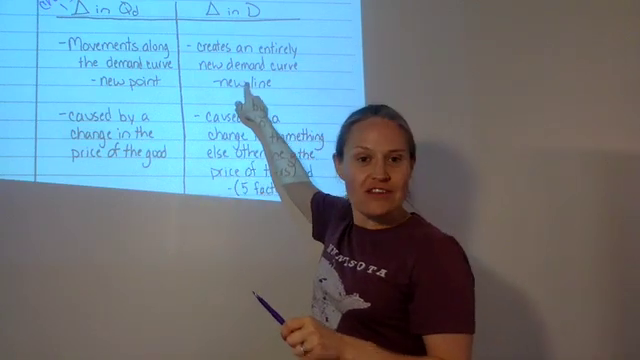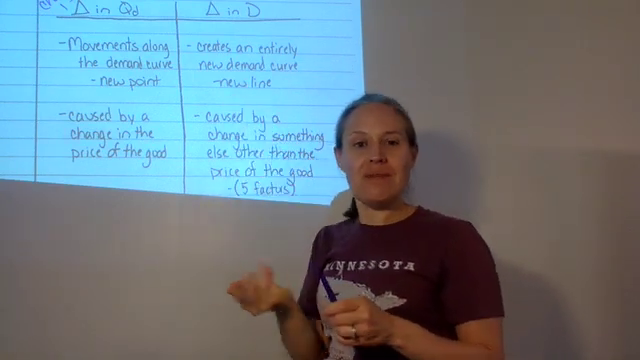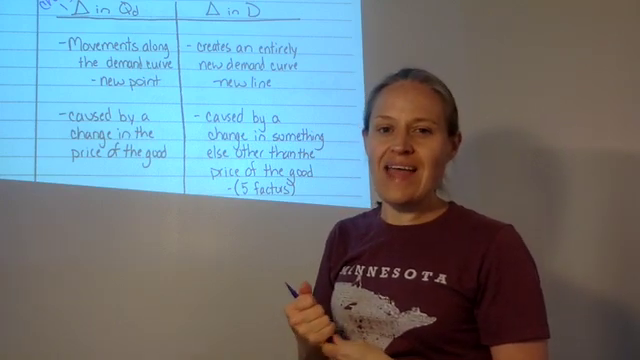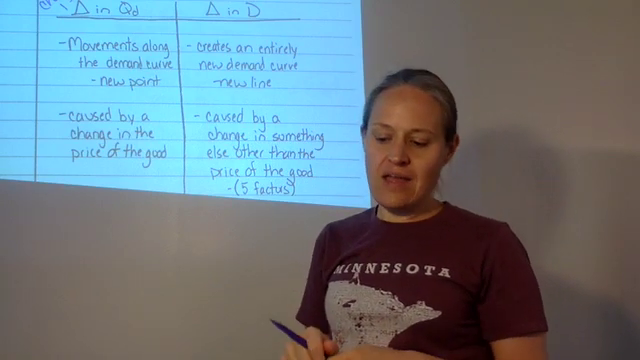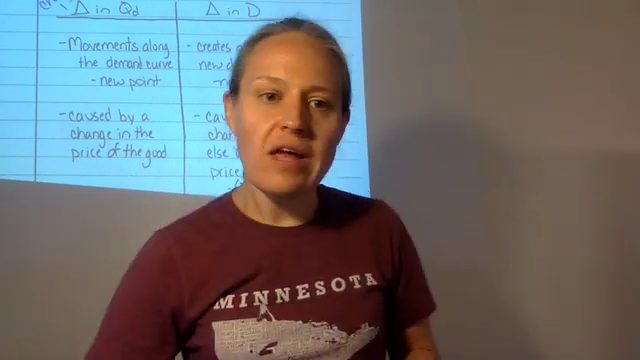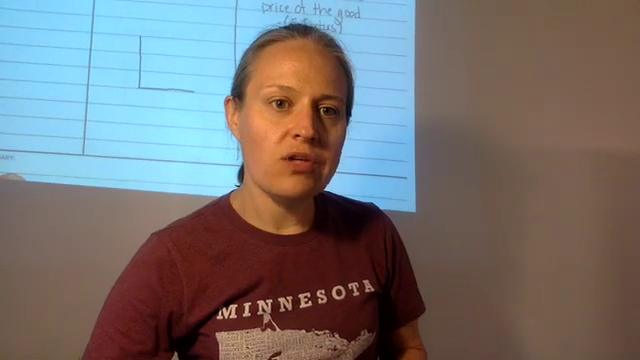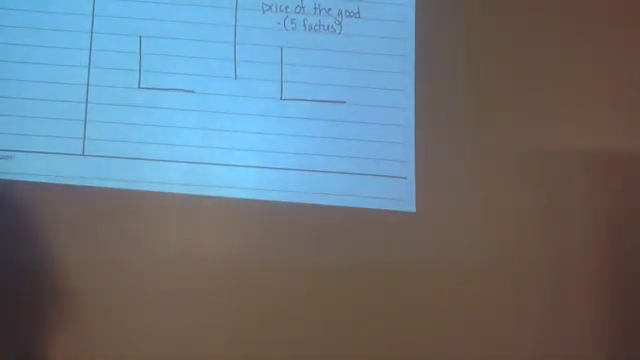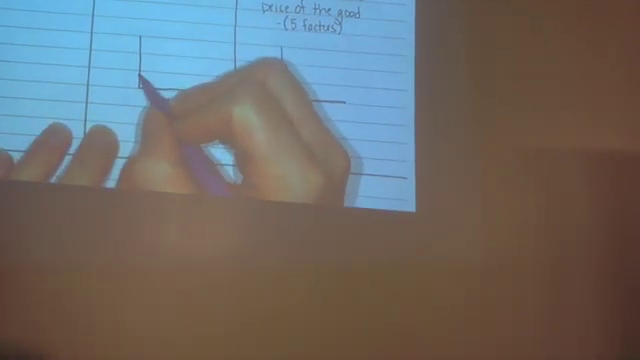Over here, change in demand, it creates an entirely new demand curve, a new line, and it's caused by a change in something else other than the price of the good. And there's 5 different factors. So let's go to our graphs here, and we're going to show what those two things look like on a graph.